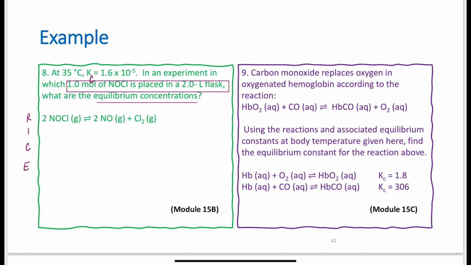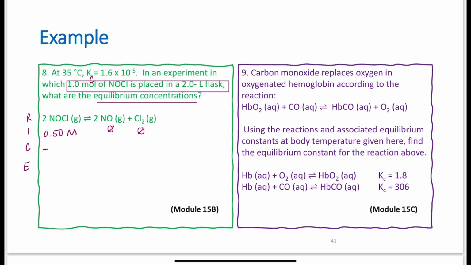My NOCl is the only thing I have present at the start. I don't have any of these present. They're not mentioned, therefore they're not present. And I know 1 mole in a 2-liter flask is the same as 0.50 molar if I figured out the molarity there. I don't know what the change is yet. That's what I've got to try to find out.